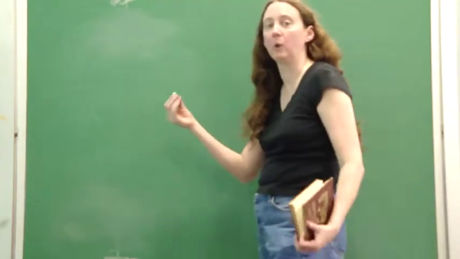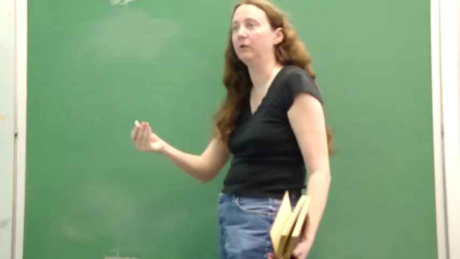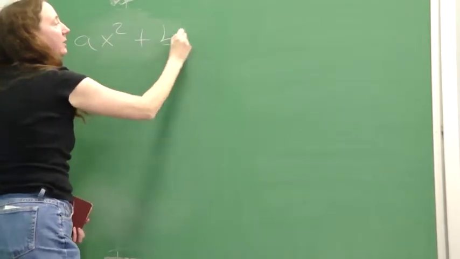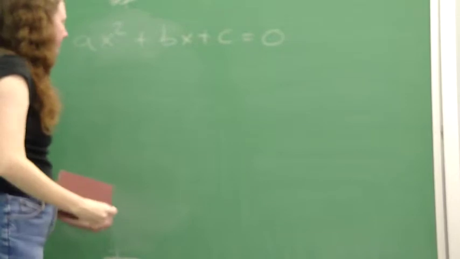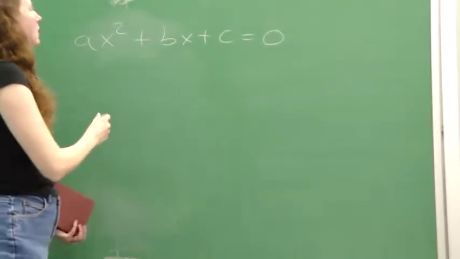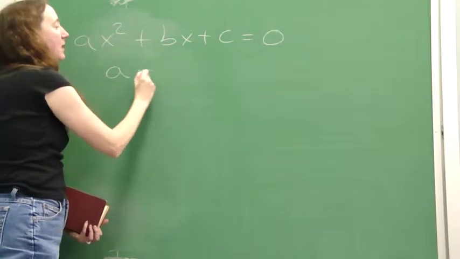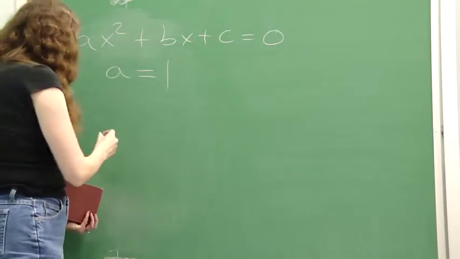Solving quadratic equations by completing the square. First thing you have to know is what is a quadratic equation. You've seen them before: ax squared plus bx plus c equals 0. When you want to do this by completing the square, a must equal 1.